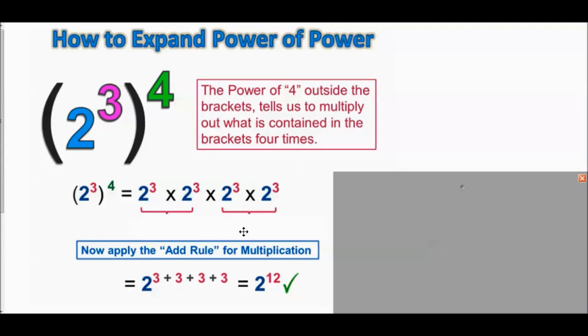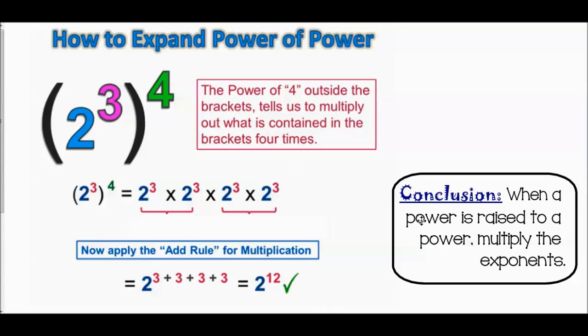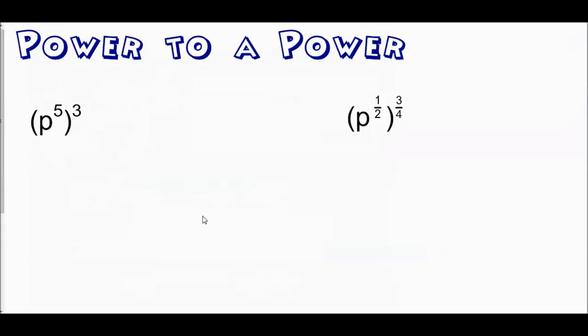And having that expanded out, I can use what we learned last lesson, where you add the exponents for multiplication. So 3 plus 3 plus 3 plus 3 is 12. Hopefully you see the shortcut there, that 3 and 4 are related because they have a product of 12. So our conclusion is that when a power is raised to a power, just like this, you multiply the exponents. So let's practice a little bit with this.